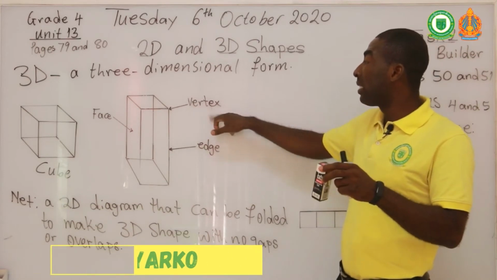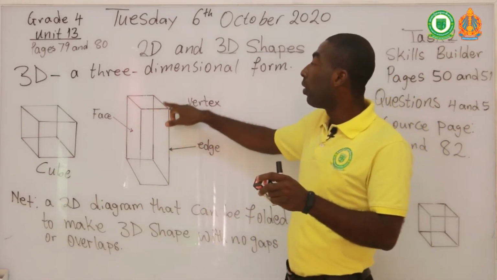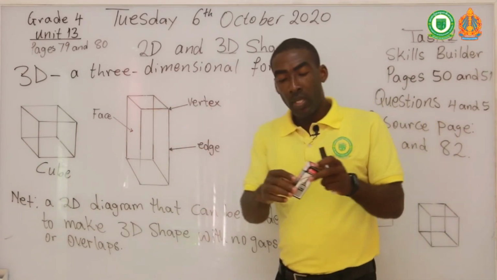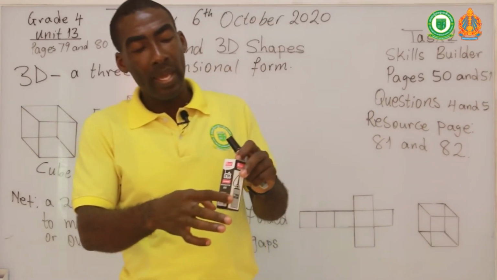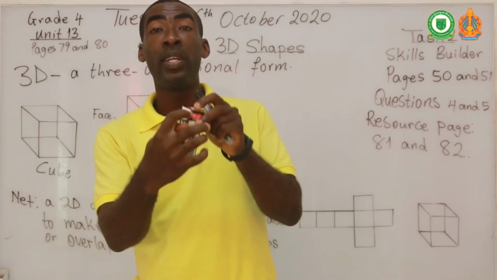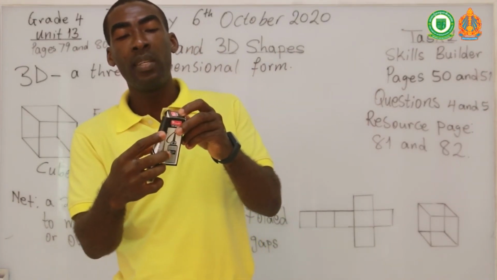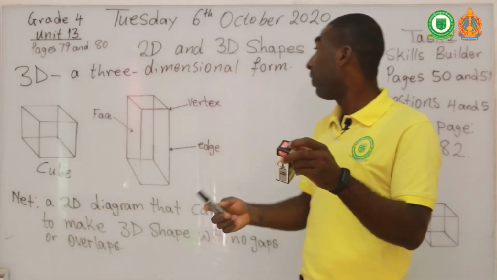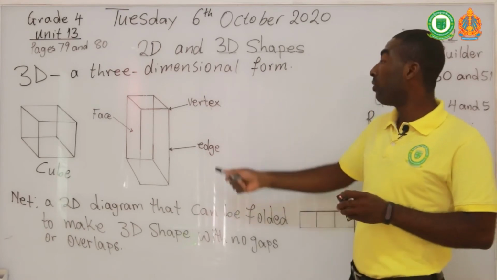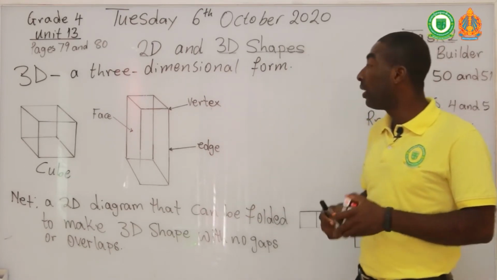Now the vertex is where two or more edges are meeting. So this is one edge, this is another edge, and another edge, and they meet at this point here. The point where they are meeting becomes your vertex. So that is the point of meeting of two or more edges of a 3D diagram.